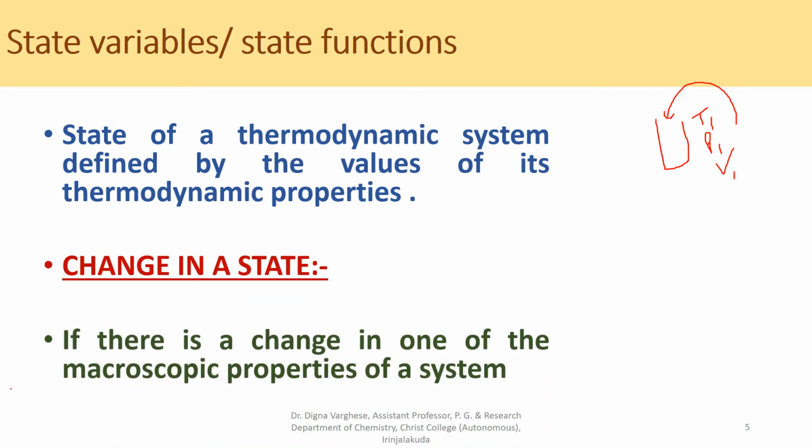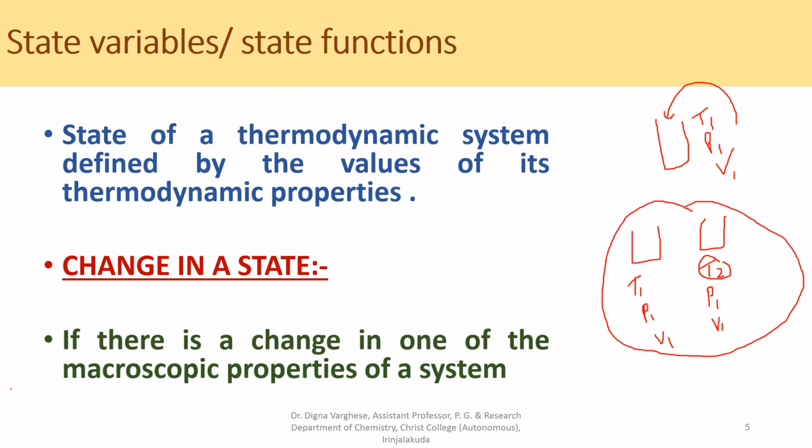Change in a state. If there is a change in one of the macroscopic properties of a system, if the system undergoes a change, if its temperature T1 changes to T2, P1 changes to P2 or remains the same, and V1, there is no change. If any one of the macroscopic properties of a system is changed, this means the state of a system undergoes a change, that is, change in a state occurs.